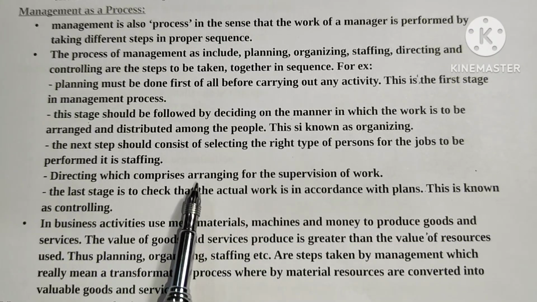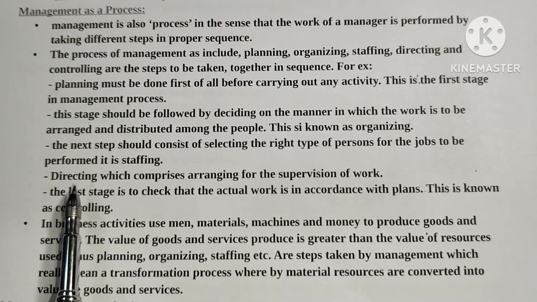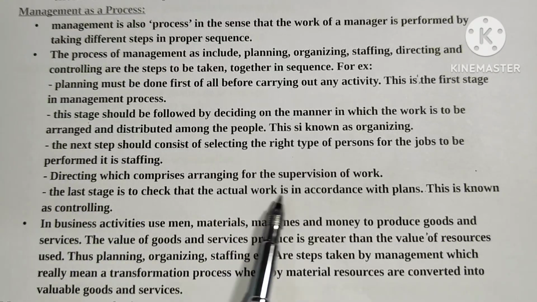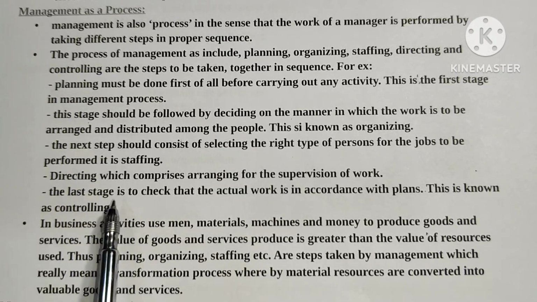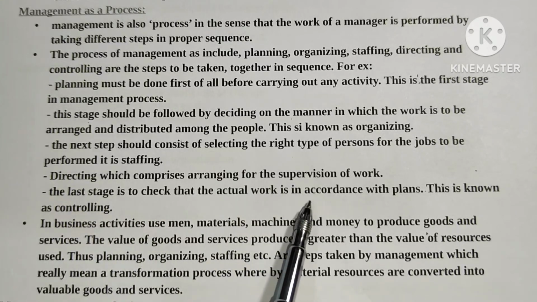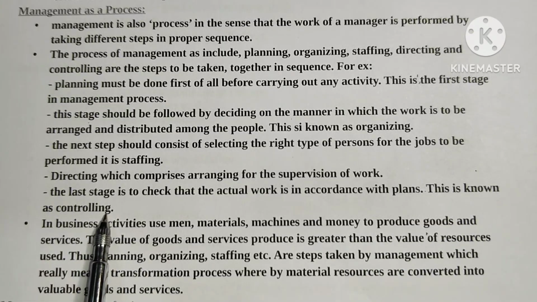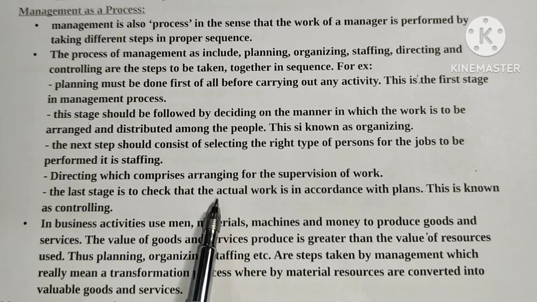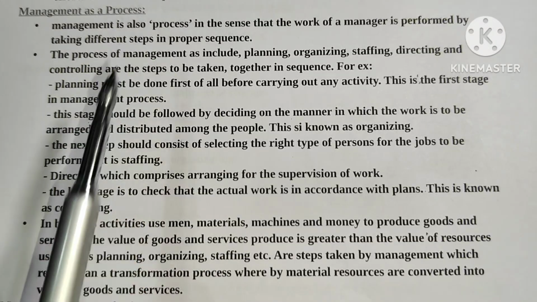The last stage is to check that the actual work is in accordance with the plan. So we have done planning, organizing, staffing and directing. The last step is to check whether the work we have supervised and directed is going according to our plans or not. This is known as controlling. Okay. So these are all the steps involved in management as a process.